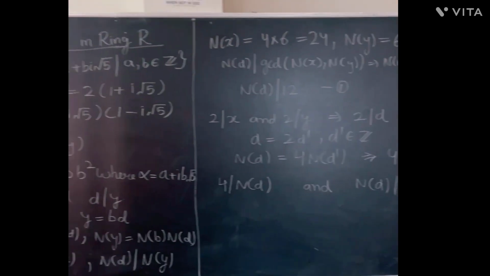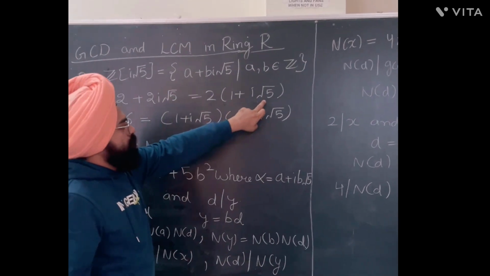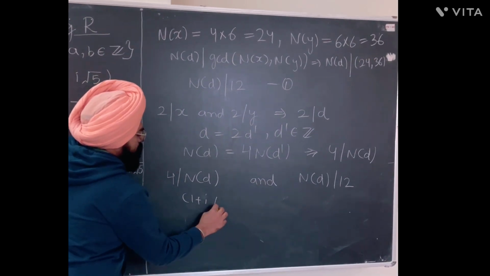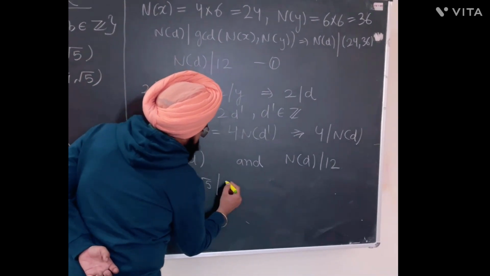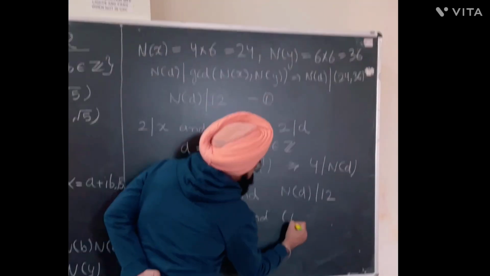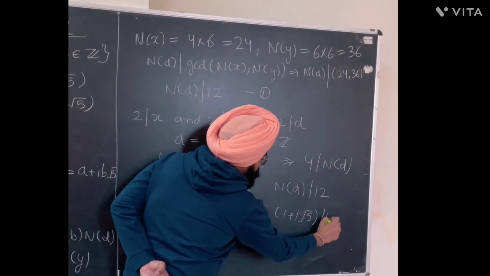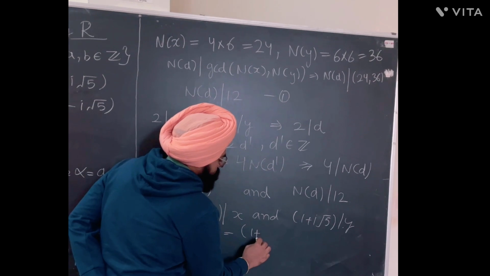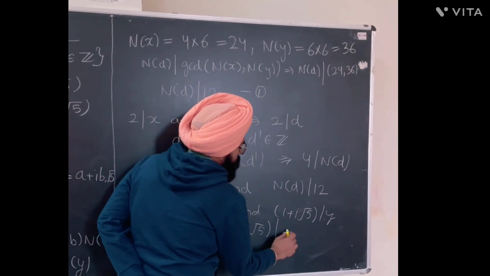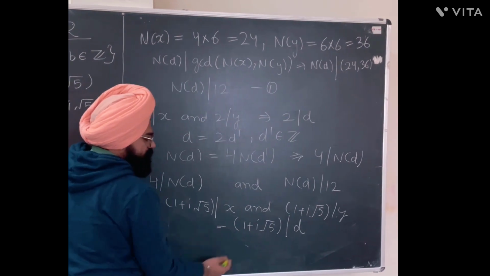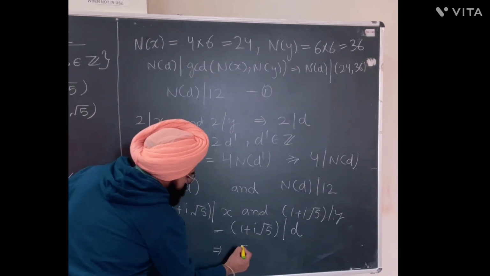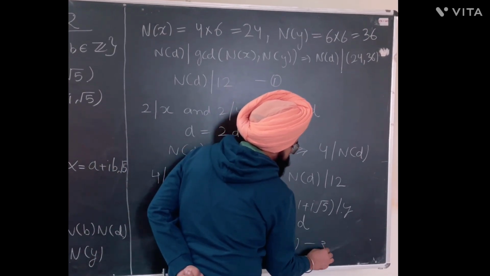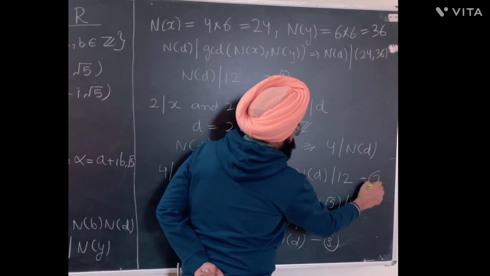Also, we can see that 1 plus iota root 5 is common in both x and y. So 1 plus iota root 5 divides x and 1 plus iota root 5 divides y. So by a similar argument, it will divide their GCD d. So its norm will divide norm of d, which implies that 6 divides norm of d. This is equation number 3.